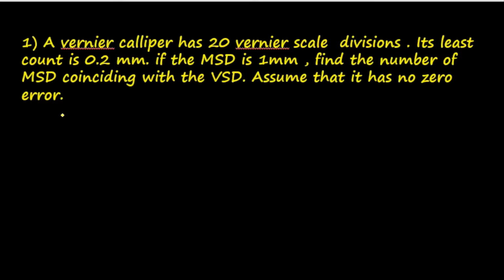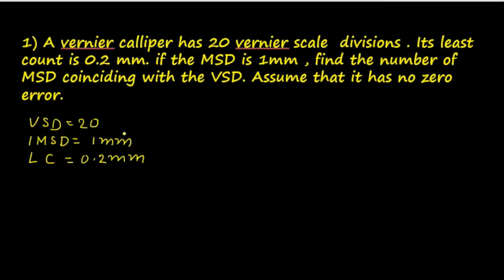So this is an ideal vernier caliper. There are 20 vernier scale divisions. Main scale division magnitude is given. One main scale division is equal to 1 millimeter. Least count is equal to 0.2 millimeter. But the number of main scale divisions coinciding with the 20th vernier scale division is not given. So we have to find out the number of the main scale division coinciding with the 20th vernier scale division.